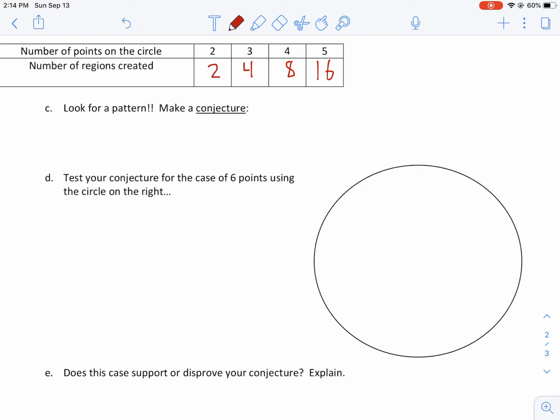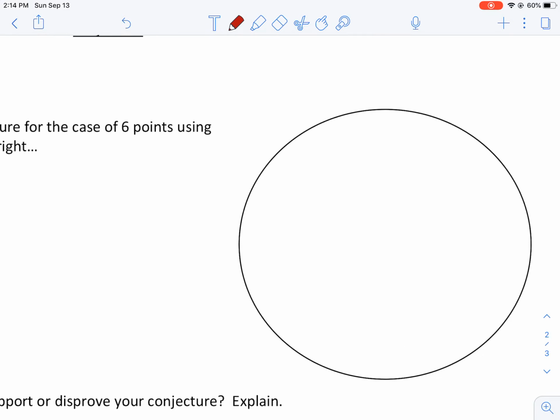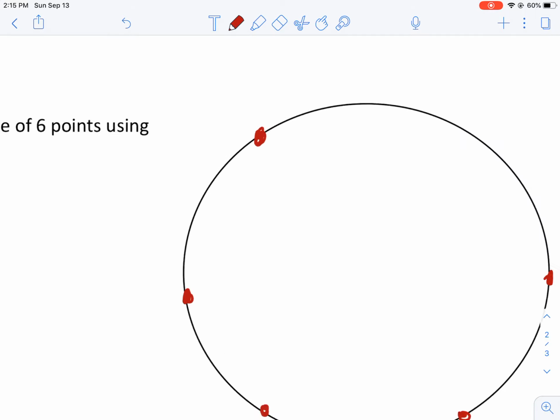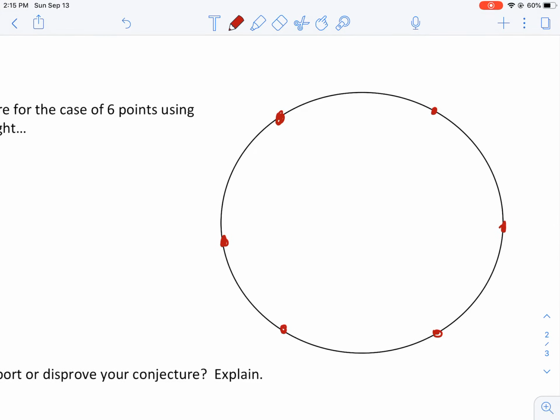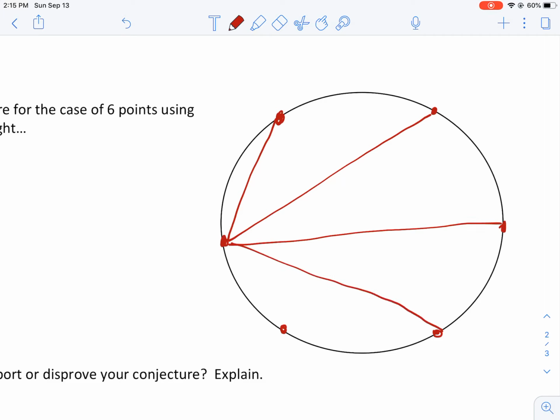Using 6 points. So we're going to draw 6 points onto this circle. Your points can be anywhere on the circle. You know, they don't have to be in the same spots mine are. 4, 5, 6. All right. And now we need to draw as many connectors as we can. So I just start from a point and then go to all the other ones that I can.